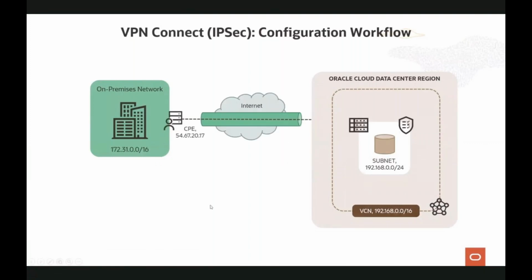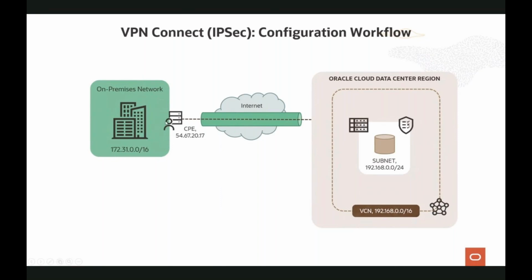This is the actual setting. These are the actual addresses that we're going to be configuring. Our VCN is 192.168.0.0/16. And the router that we have on premises, this is the actual IP address, the public IP address. This is the private CIDR. And we are going to be configuring the OCI side.